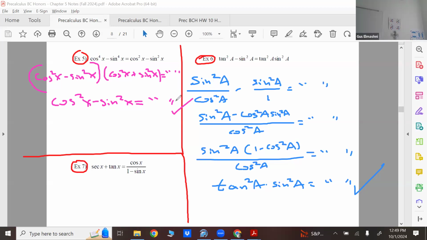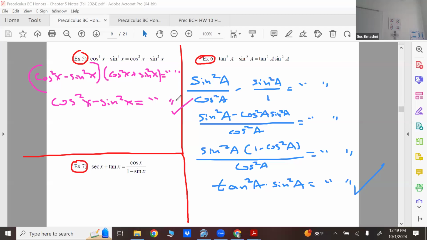Okay, hopefully you guys are cool on 5 and 6. 5's pretty short. Back to the left side, you get cosine squared plus sine squared. Example 6, I'll explain. Give me a moment. Is 5 okay? Okay, 5. Good. Okay, example 6.